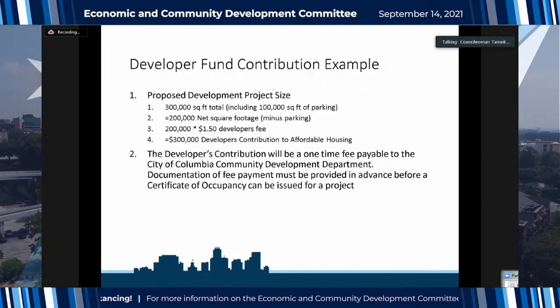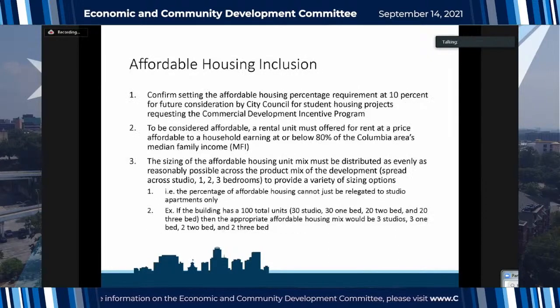Thank you. Brian, can I get you to go back maybe 2 slides? Okay, so right here, it says confirm setting affordable housing percent of 10% for future consideration by city council for student housing projects requested. So this is what I was talking about, like why, if this isn't just for student housing projects and where this incentive is going to be available, shouldn't we just say projects? Because this could be a multifamily project that's not targeting student housing.